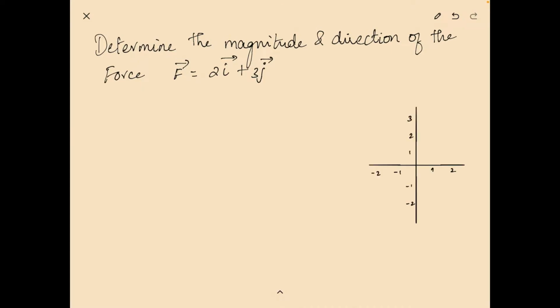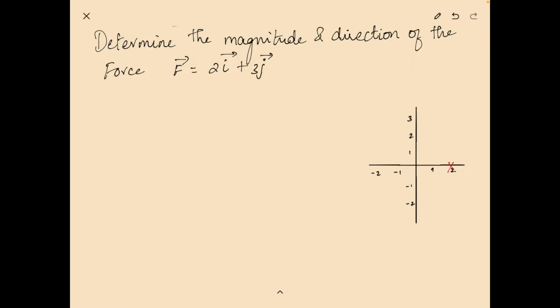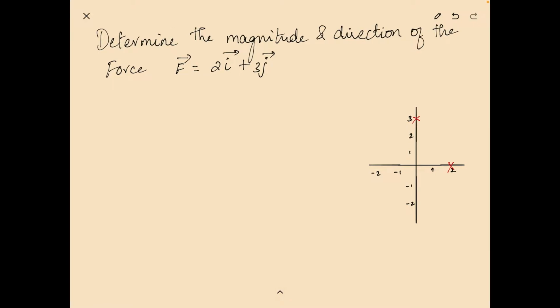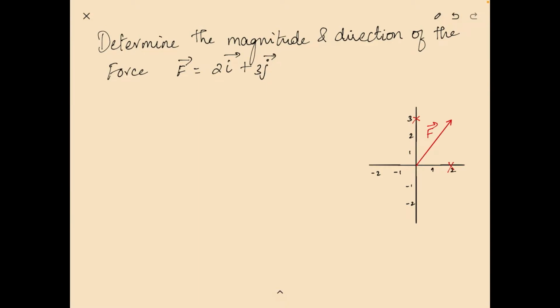To do that, let's first draw our axis. Now we have assumed that vector i corresponds to the x-axis, so 2 times i is somewhere here, and the unit vector j corresponds to the y-axis. So 3j will be along the y-axis. And finally the force will be directed somewhat like this.